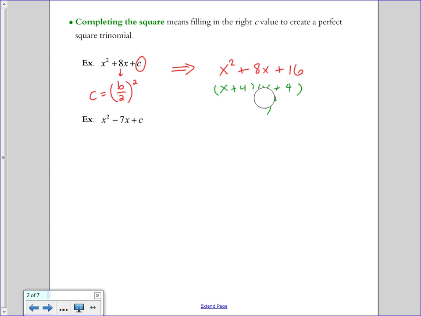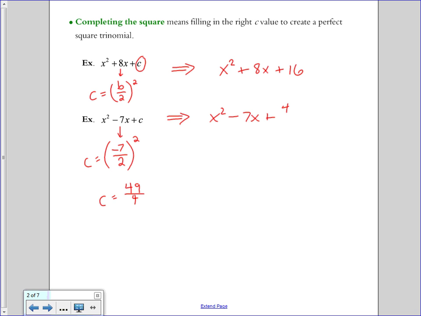So let's practice doing it when it's an odd number. Half of b. If b is an odd number and you have to divide it by 2, please leave it as a fraction. It's just a little nicer to see. And then raise that to the second power, and that's going to be what our c value equals. In this case, when you raise a fraction to the second power, negative 7 times negative 7 is positive 49, and 2 times 2 is 4. So you're going to square the top and square the bottom. Then rewrite this as x squared minus 7x plus 49 over 4. Not very pretty, but it's correct.